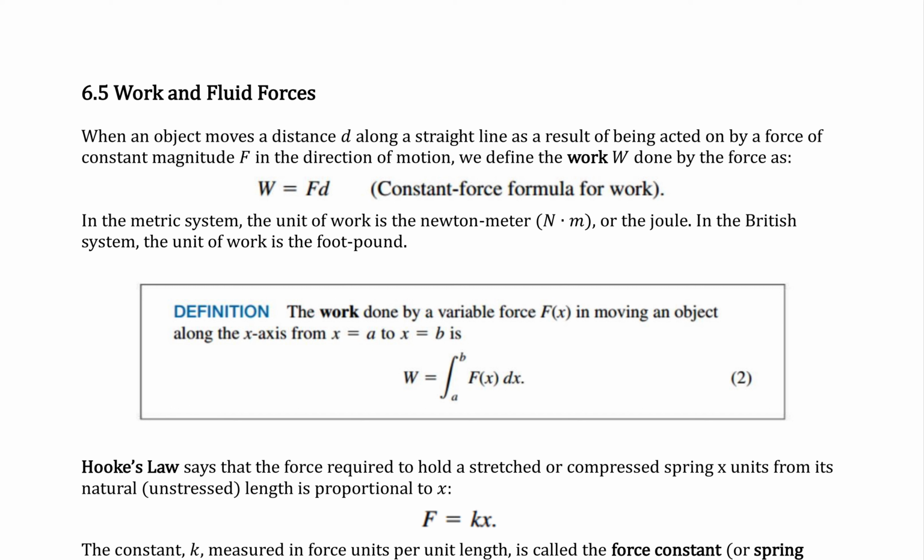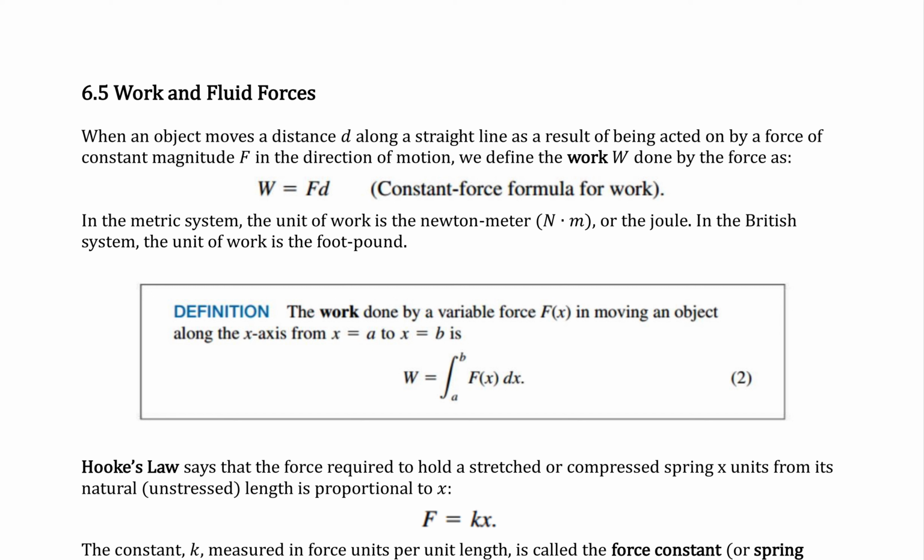The first one is the work formula if it's a constant force. It says when an object moves a distance d along a straight line as a result of being acted on by a force of constant magnitude F in the direction of motion, we define work done by the force as work equals force times distance.